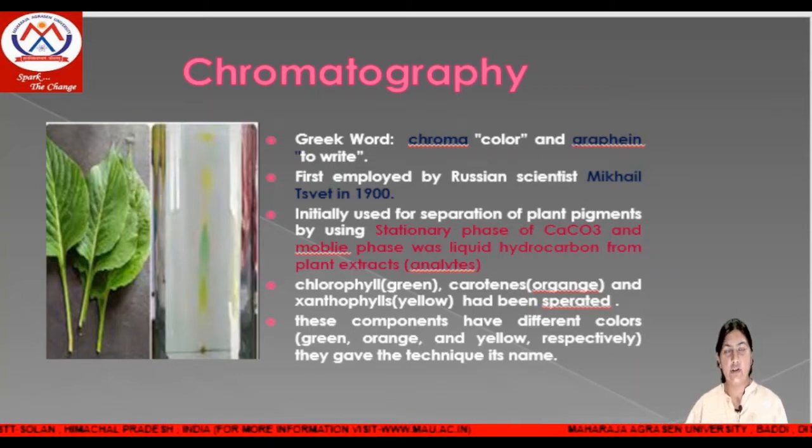The leaf is crushed and the juice is extracted, which is further subjected to chromatography. In this, we use calcium carbonate as a stationary phase, and liquid hydrocarbon as the mobile phase. The molecules separated in this technique initially were chlorophyll, carotene and xanthophylls. They are all colored compounds, having different colors, namely green, orange, yellow. So on the basis of these compounds, the technique has been named as chromatography.